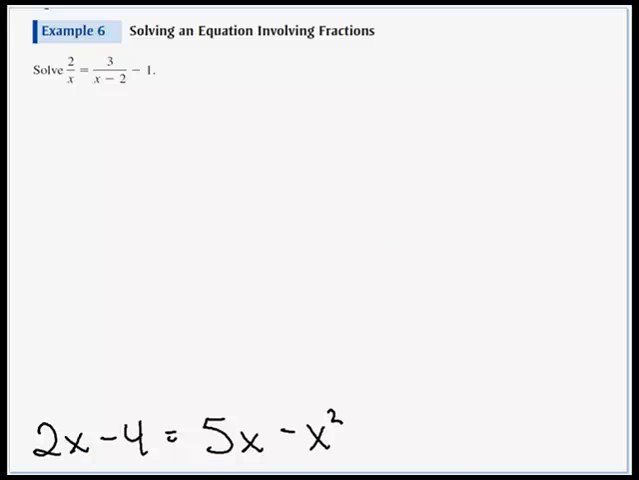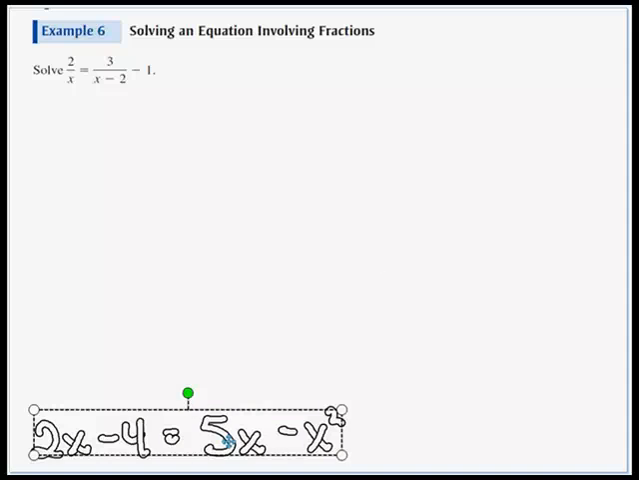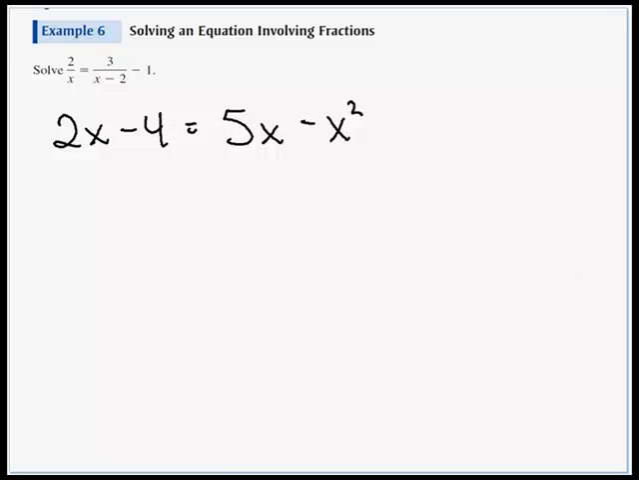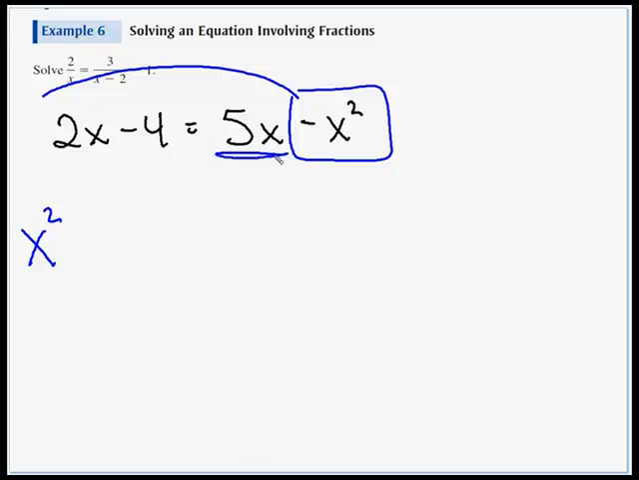And let's get everything on the left. Right now on the right, the x squared term is negative. So this negative x squared is going to jump over and become a positive x squared. We're going to subtract 5x from each side. 2x minus 5x is negative 3x. And then we have our minus 4, and now it's all equal to 0.